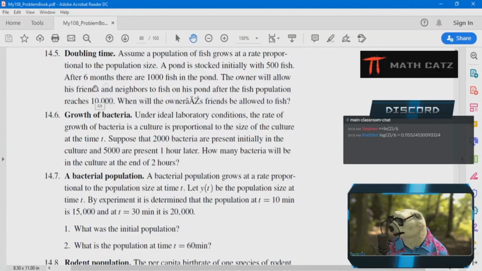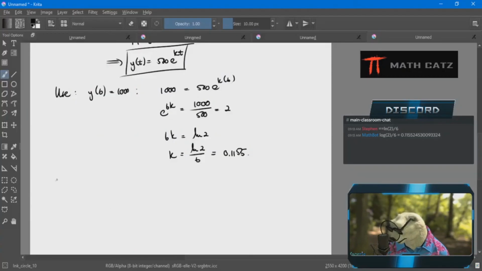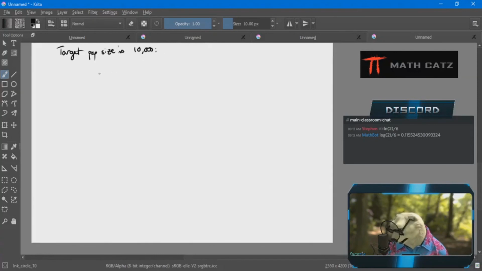Now, the owner will allow his friends and neighbors to fish in his pond after the fish population reaches 10,000. When is that going to happen? So I have a target population size. I want to know when that happens, 10,000. So my target population size is 10,000. I use my function.